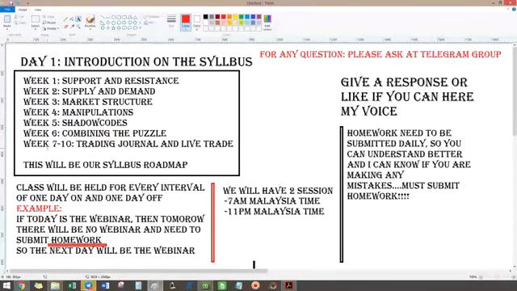And for week 7 until 10, you'll be given 3 weeks to make a trading journal and do some live trades, which means you're going to do a practical. So you already had the theory, you already did the homework, and on week 7, you will be trading live and trying to see whether you can handle the market or not. So this is our syllabus roadmap.